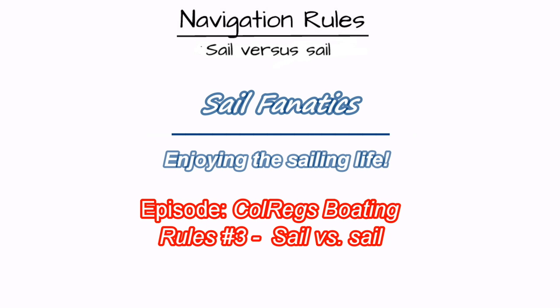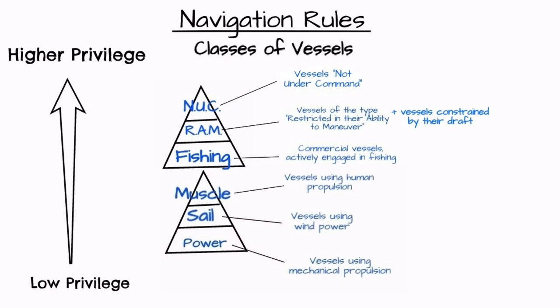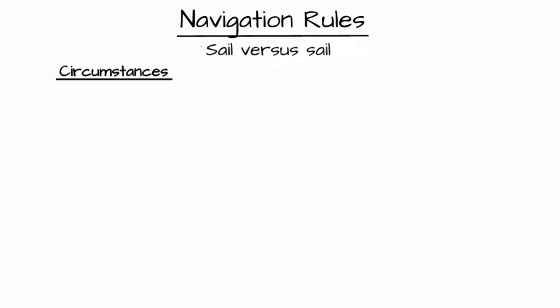This video is the third part of our Introduction to Coal Rigs series, and will cover the rules regarding sailing vessels. We know from our Part 1 introduction video that sail vessels as a class have higher privilege than power vessels as a class, but less than muscle and other vessel classes above muscle. We'll look at the sail versus sail rules in a variety of different circumstances.